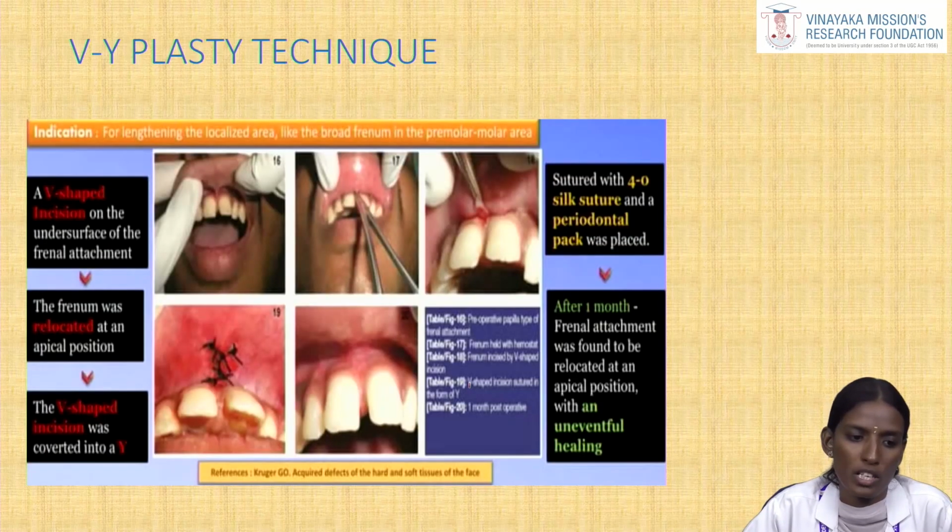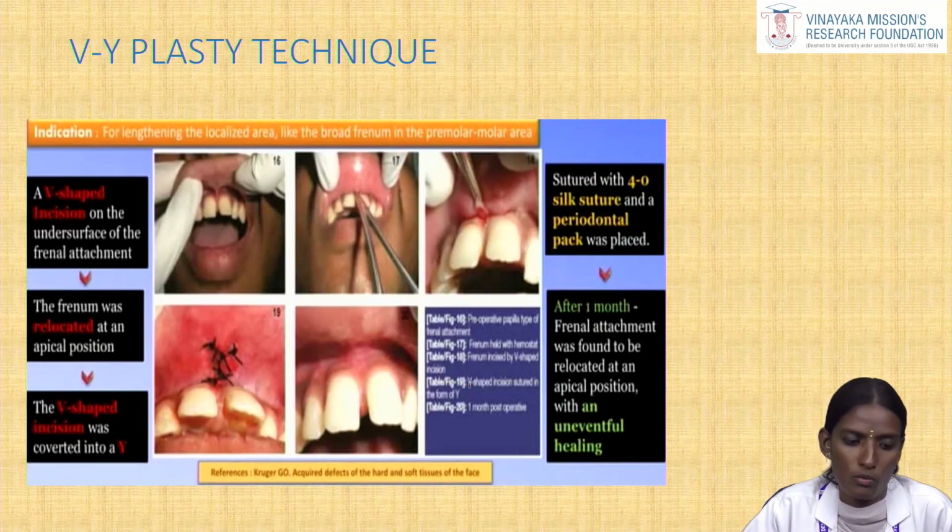Then there is the VY-plasty technique. This VY-plasty technique is mostly used for lengthening of a localized area in the broad vestibule in the premolar and molar region. The VY-plasty incision is made on the under surface of the frenal attachment. The frenum was relocated in an apical position.